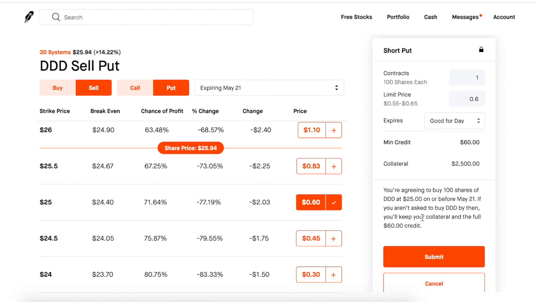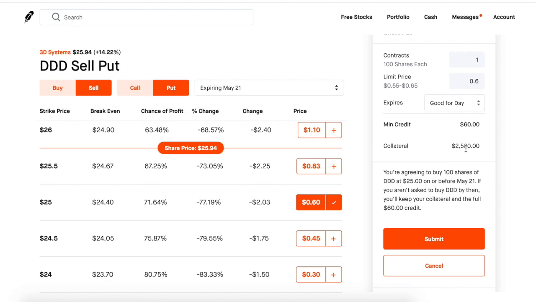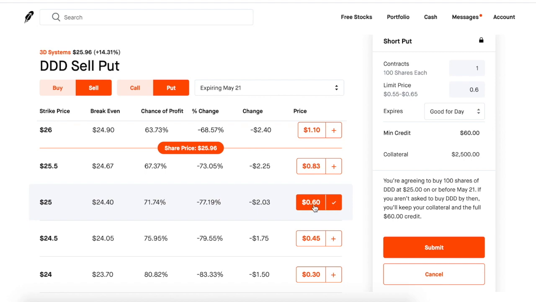And I can hit review, and you can see the collateral would be $2,500 because I'm committing myself to buying 100 shares at $25 each if the buyer of this contract so chooses. So there's the collateral. Minimum credit is 60 cents. That's the premium I'm taking in. So that is the basics on how to sell options, buy to close, sell to open, all that good stuff.